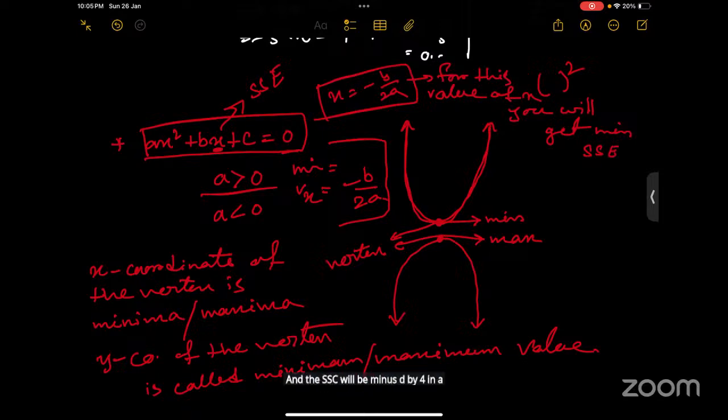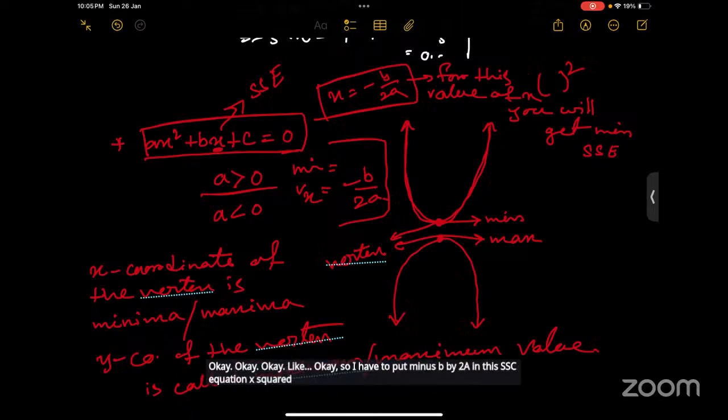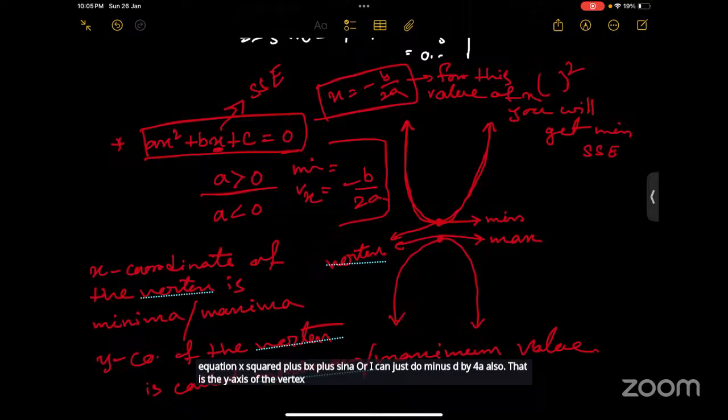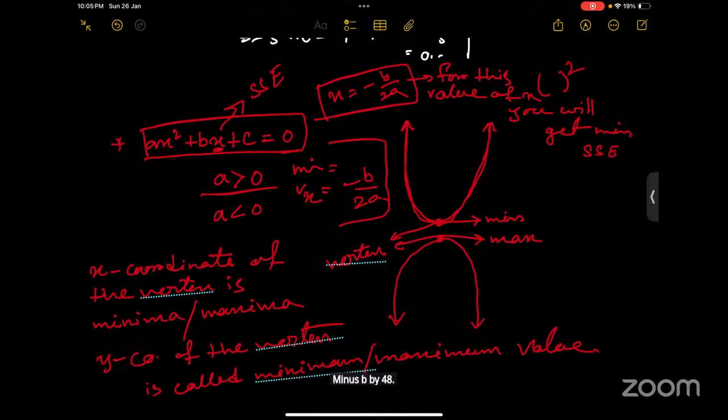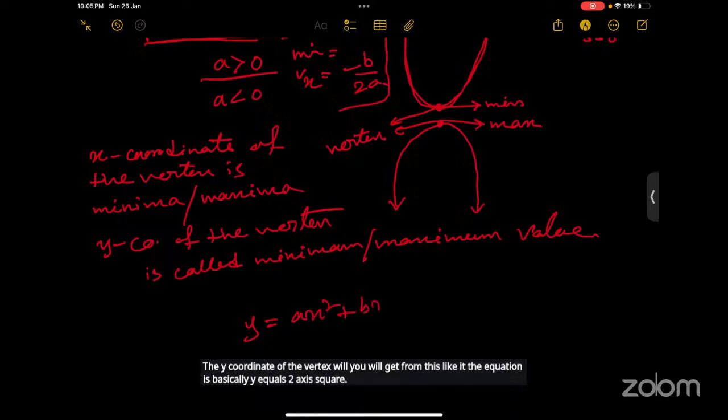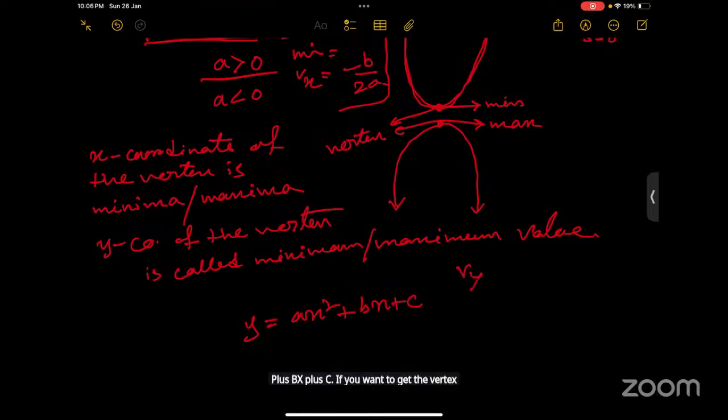No. For the SSC, you have to put the value of x in the equation. Instead of x, you put minus b by 2a all the time. So I put minus b by 2a in the SSC equation, ax square plus bx plus c? Or I can just do minus d by 4a, that is the y coordinate of the vertex? The y coordinate of the vertex you will get from this equation. The equation is basically y equals ax square plus bx plus c. If you want the vertex y coordinate, you put it like this, Vy.